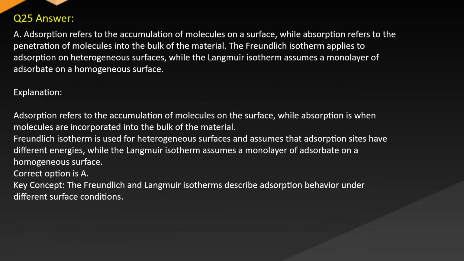Answer A. Adsorption refers to the accumulation of molecules on a surface, while absorption refers to the penetration of molecules into the bulk of the material. The Freundlich isotherm applies to adsorption on heterogeneous surfaces, while the Langmuir isotherm assumes a monolayer of adsorbate on a homogeneous surface. Explanation. Adsorption refers to the accumulation of molecules on the surface, while absorption is when molecules are incorporated into the bulk of the material.